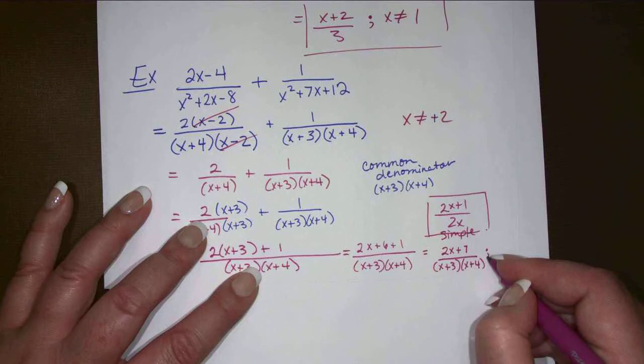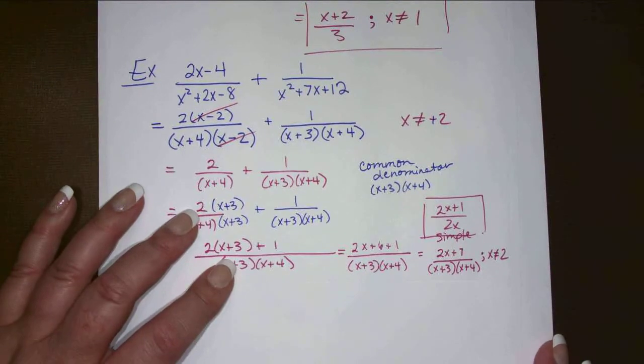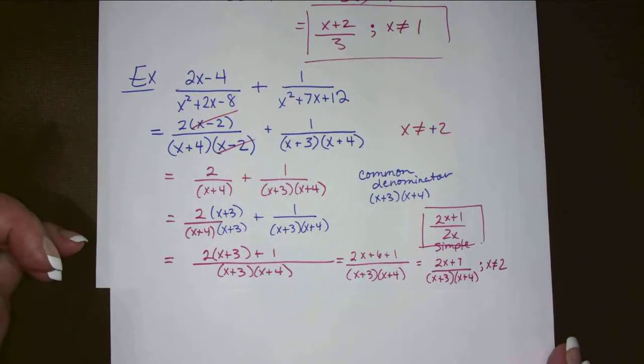And our restriction from canceling out that 2 at the very beginning of the question. So we have our answer, 2x plus 7 over, and you could multiply that out if you wanted to, but it's better to leave the denominator factored. Okay? So because the x plus 3 and the x plus 4 are still there, you don't have to say... Right, because they were in the beginning, and they're still in the end, so we don't need to state that restriction because it still holds.